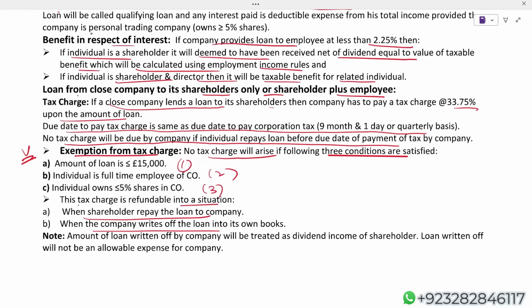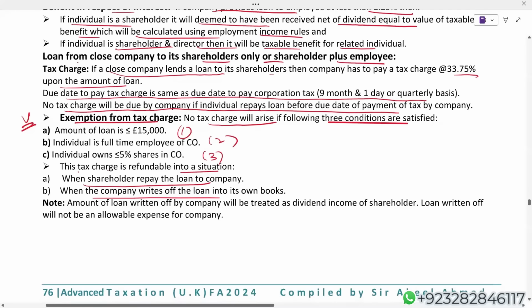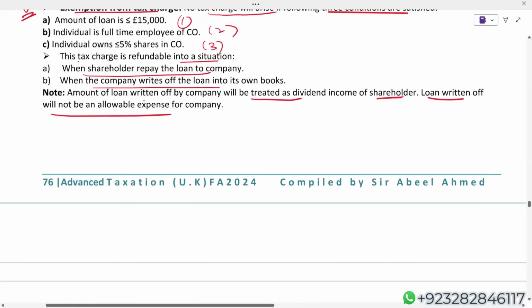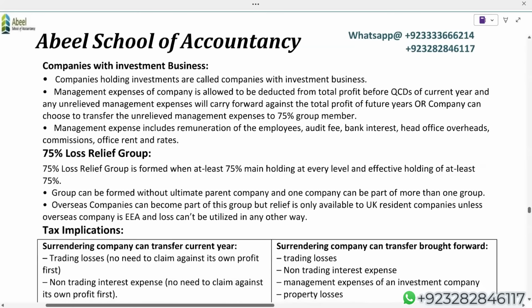And a very important concept is that when the company writes off that loan amount, it becomes dividend income for the shareholder. The amount of loan written off by a company will be treated as dividend income of the shareholder. A loan written off will not be an allowable expense for the company because it is treated as dividend income. And then obviously the individual will have to pay tax on that dividend income.